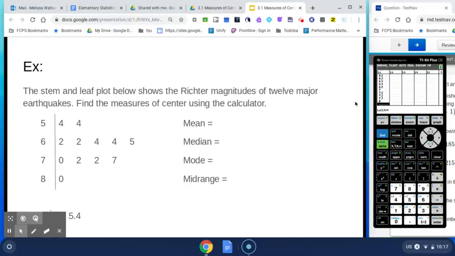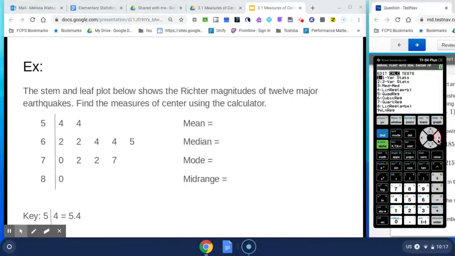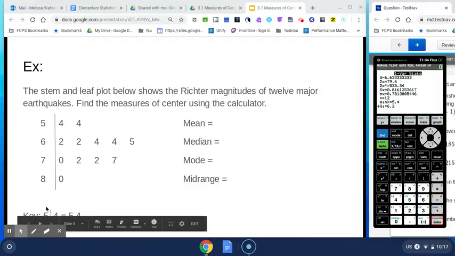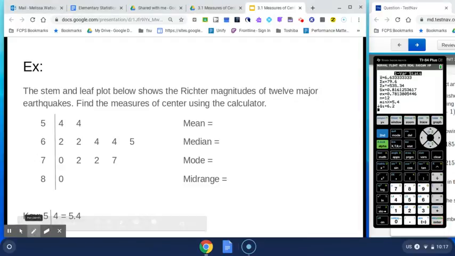Okay, I've entered those numbers into List 1. I'm going to go to Stat and Calc. Again, 1-Var Stats is what I want. I just have the one list, so I'm going to calculate. The very first one that we see there is the mean. I'm going to round this to 2 decimal places. So my mean is 6.63.